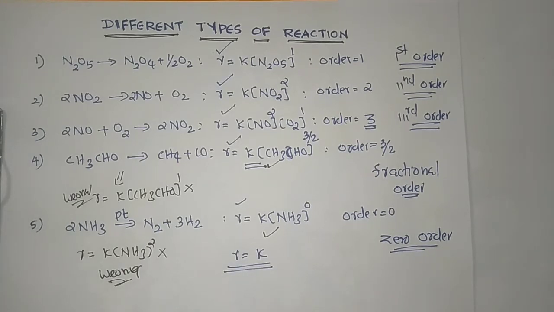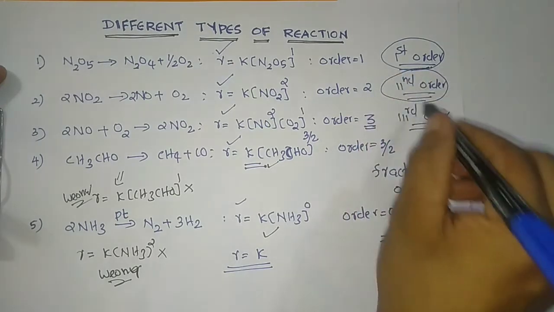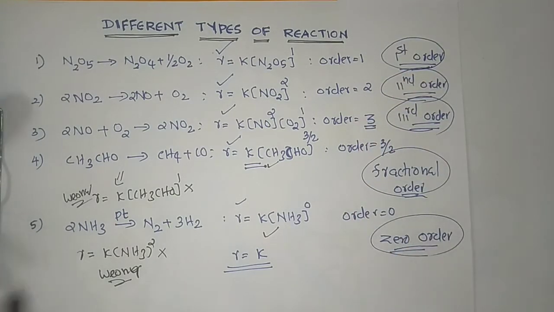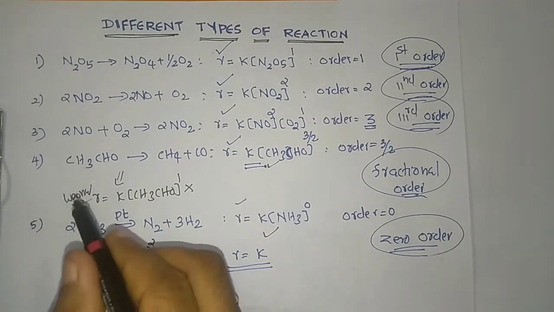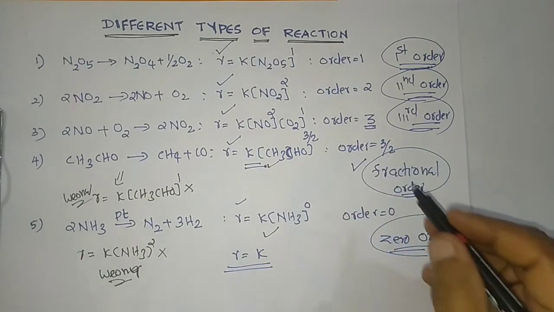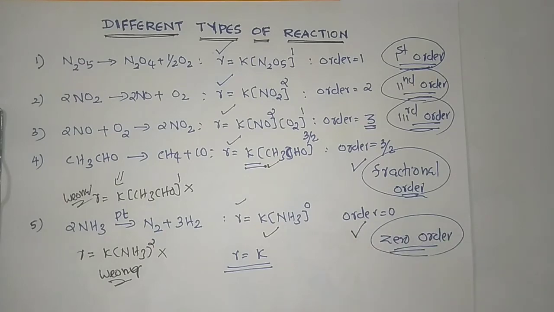So depending upon the order, chemical reactions are classified into first order reaction, second order reaction, third order reaction, fractional order reaction and zero order reaction. First order reaction means order is equal to 1. Second order reaction means order is equal to 2. Third order reaction means order is equal to 3. Fractional order reaction means order is a fractional value. Zero order reaction means order is equal to 0. Clear? Okay.